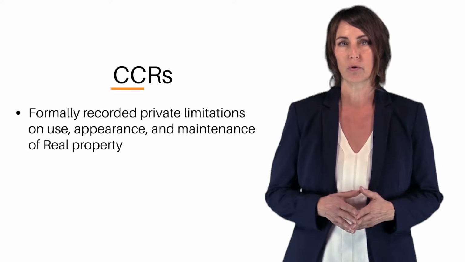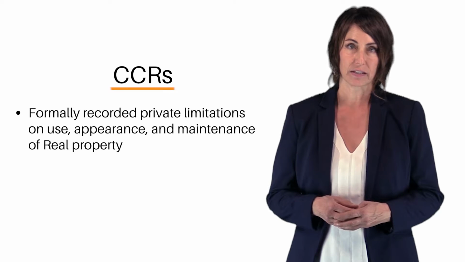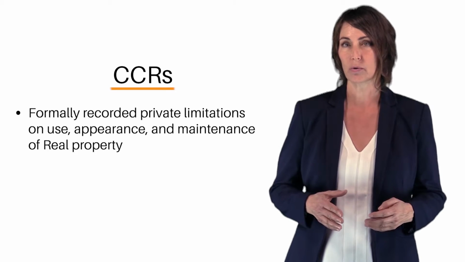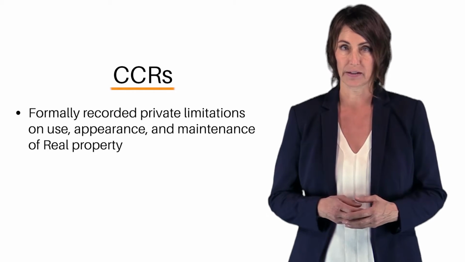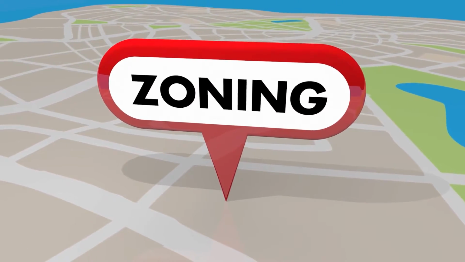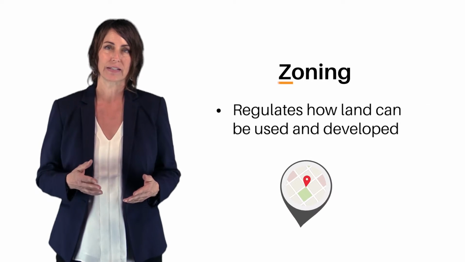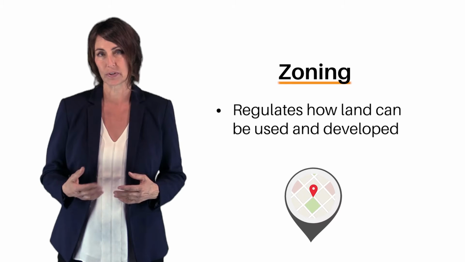These are formally recorded private limitations on the use, appearance, and maintenance of real property, as opposed to public or municipal limitations. Zoning is another term you'll likely come across, which refers to municipal or local laws. Zoning regulates how land can be used and developed.